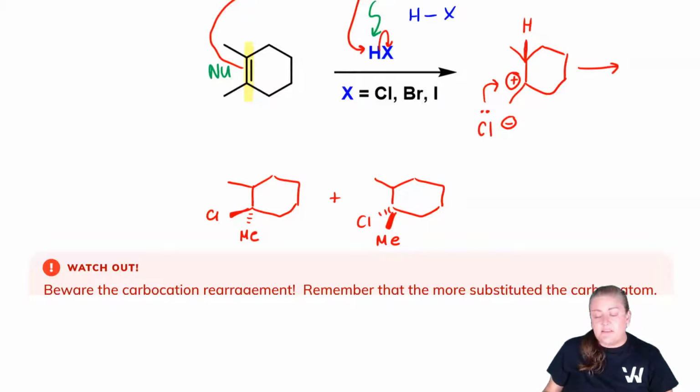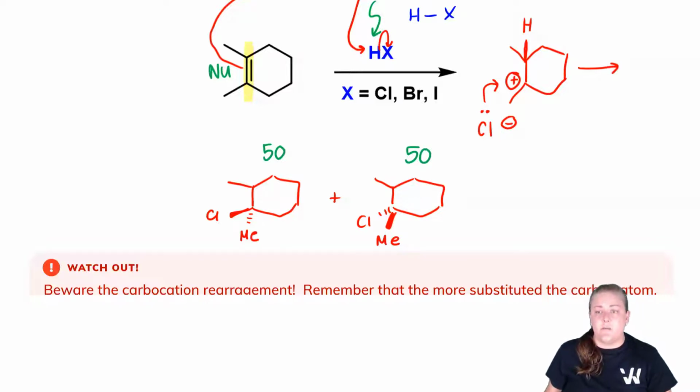At this point, the last thing we should do is give a distribution, and this distribution here would be 50% this and 50% this, because we have attack from the top and bottom face of the nucleophile with equal preference. So to recap, we have the nucleophilic alkene attacking the electrophilic hydrogen atom with release of the halide anion.